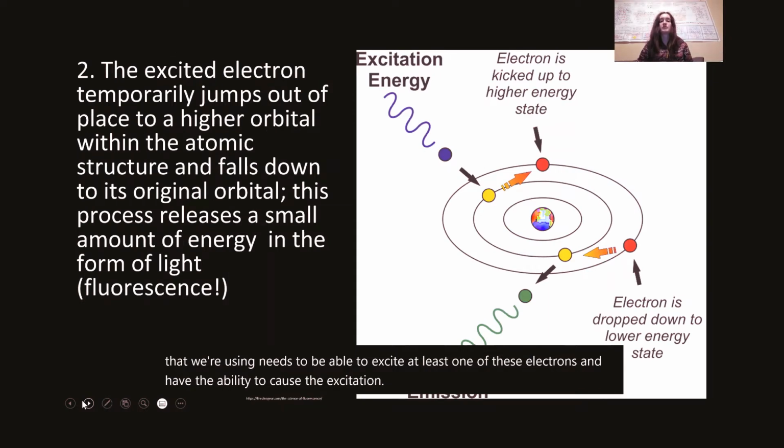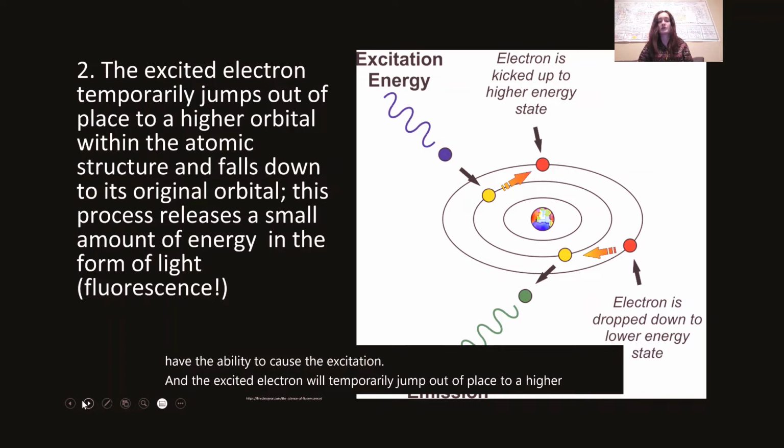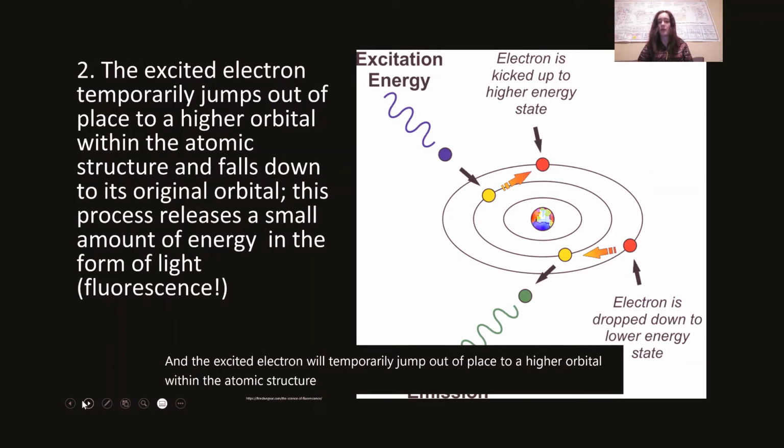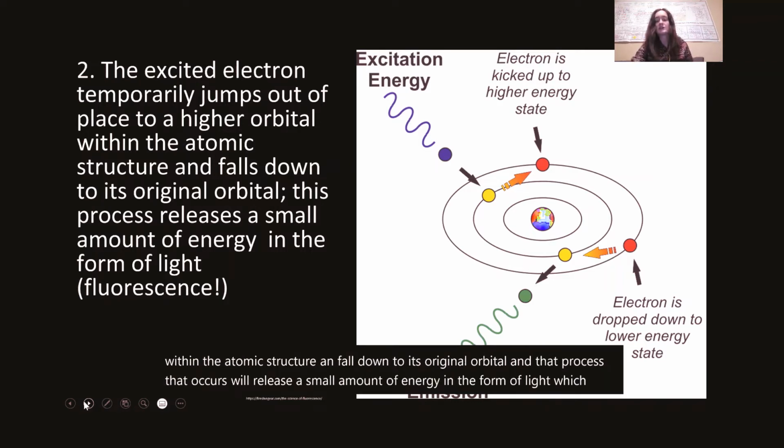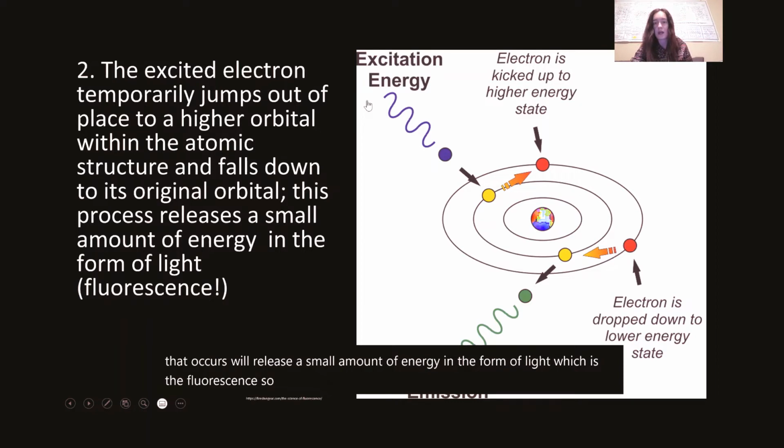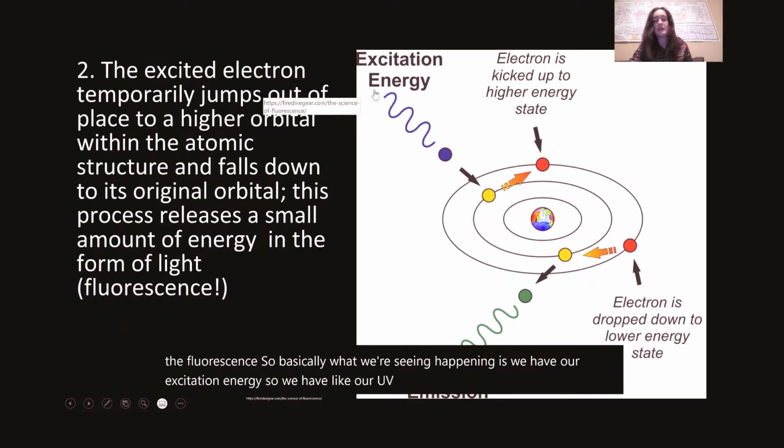And the excited electron will temporarily jump out of place to a higher orbital within the atomic structure and fall down to its original orbital. That process will release a small amount of energy in the form of light, which is the fluorescence. So basically what we're seeing is we have our excitation energy. Our UV light source, for example, is going to come through, hit our valence electron, and it's going to get really excited.